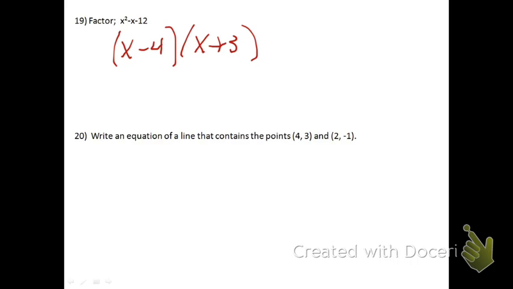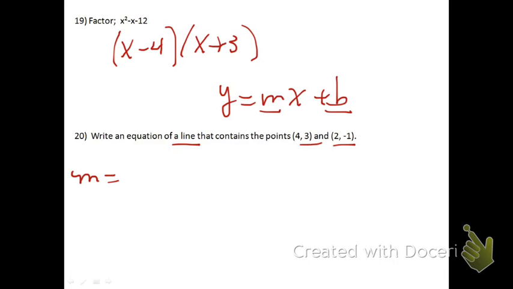20, we want to write an equation of a line that contains these points. Well, if you remember, the equation of a line looks like this. Y equals mx plus b. We need the slope and the y-intercept. So first thing is always find your slope. And remember, that's the difference of the y-coordinates, so 3 take away a negative 1, over the difference of the x-coordinates, so 4 take away 2. So I'm going to get 4 over 2, which reduces to 2.